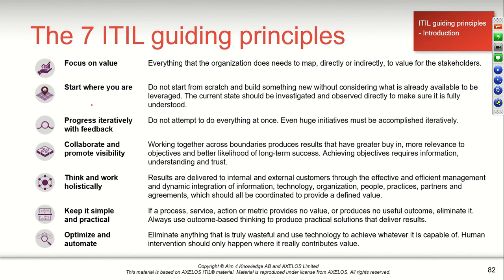The third one is progressing iteratively with feedback. That means you don't need to attempt to do everything at once. You don't have to roll out everything at once. You should organize your company into smaller, manageable sections. Whatever work you want to do, organize it into smaller, manageable sections that you can execute and complete in a timely manner. And that is why we mentioned the agile.